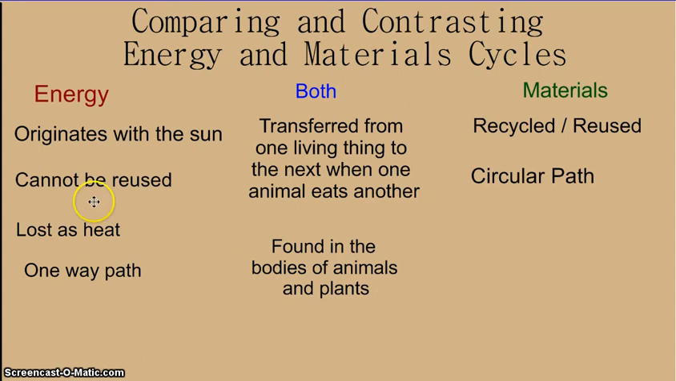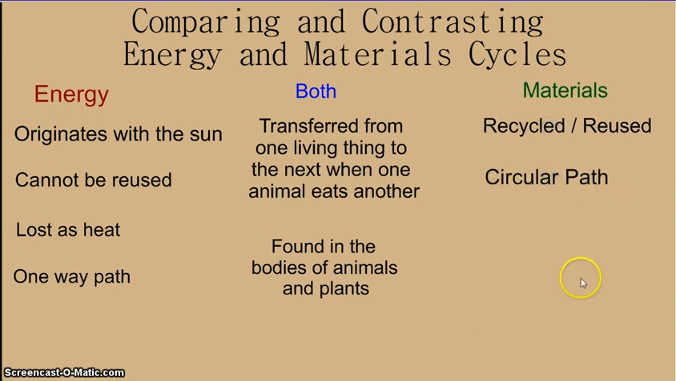Okay, and here it is arranged. Energy originates with the sun. That's the source of all energy for ecosystems. It cannot be reused. It's lost as heat, and it's a one-way path. That's why a food chain goes in one direction. Materials, on the other hand, are recycled or reused, and they follow a circular path. They go back and forth from one place in the ecosystem to another over and over again.